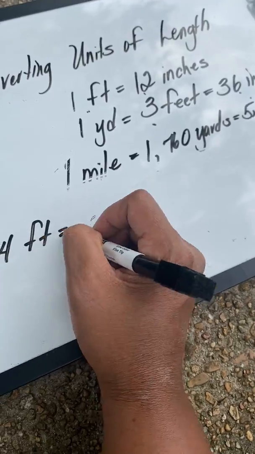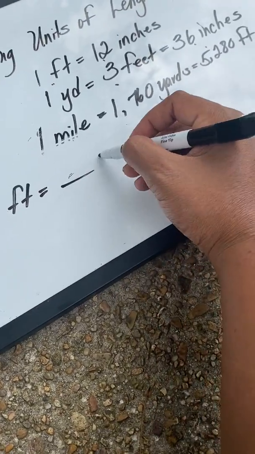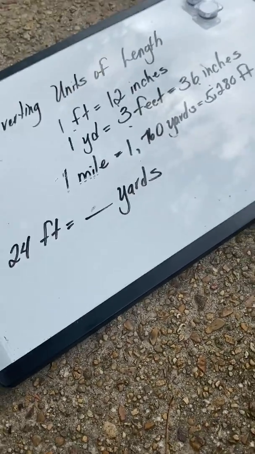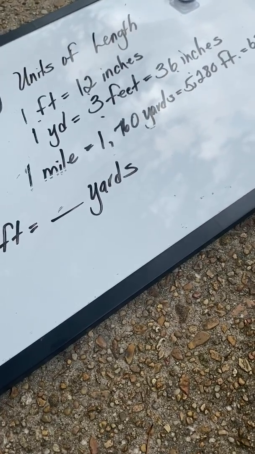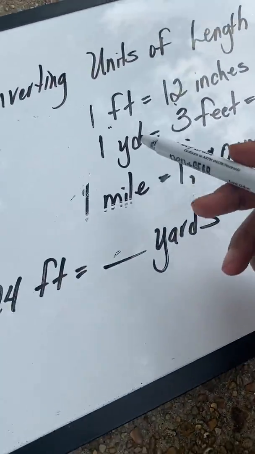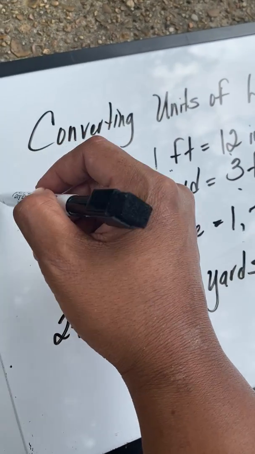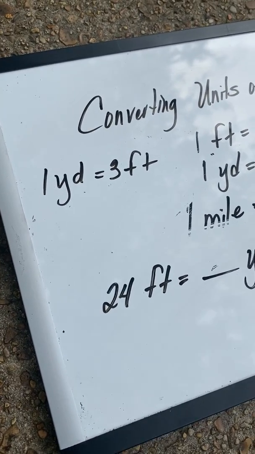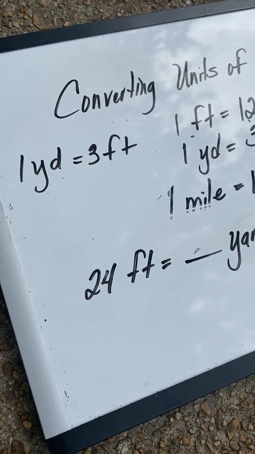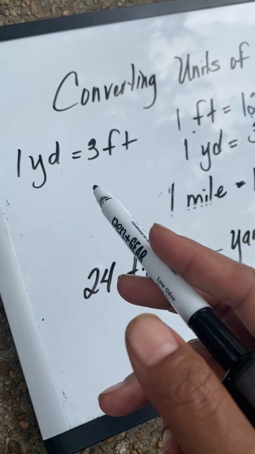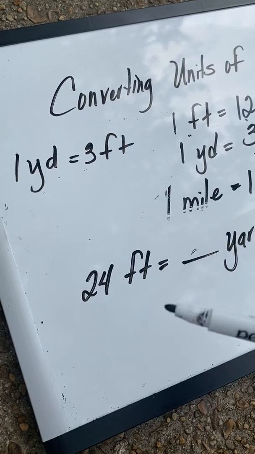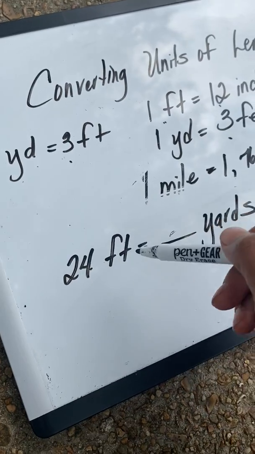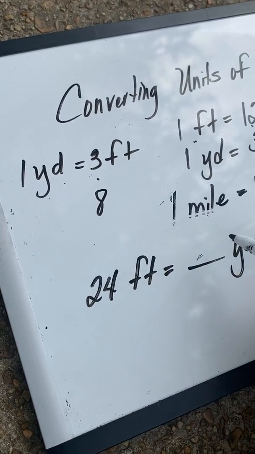24 feet. 24 feet is how many yards? Up here, we know that 1 yard is 3 feet. 1 yard is 3 feet. Now, we have 24 feet. So what we need to do is divide 24 by 3, which will give us 8.